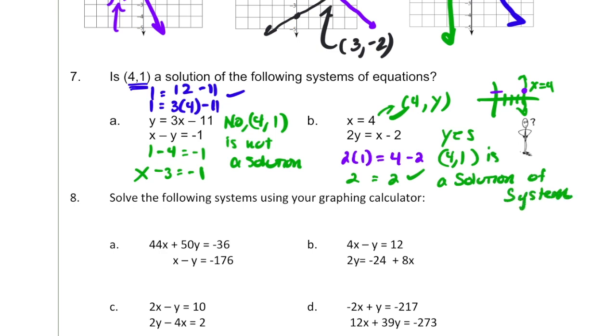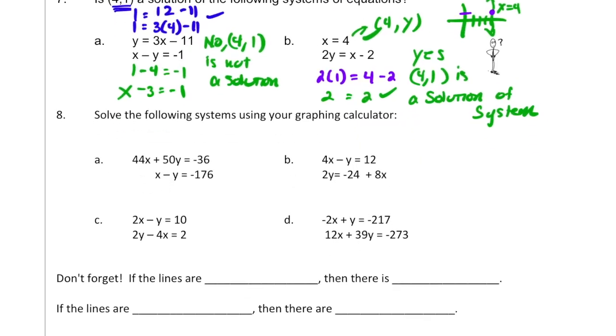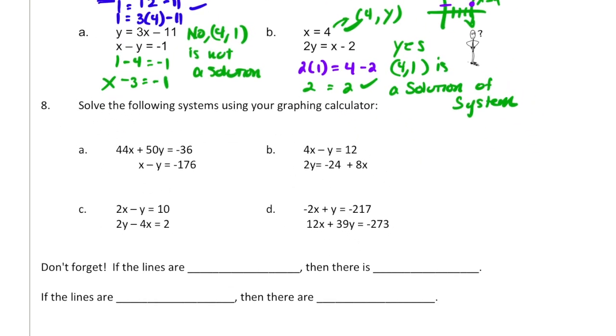Okay, and number 7, part A, the (4, 1) was a solution to the first equation, but not the system, because it didn't satisfy the second one at the same time. All right, now we're going to get out our graphing calculators for this next part. So I'll pause here and pull up my graphing calculator.